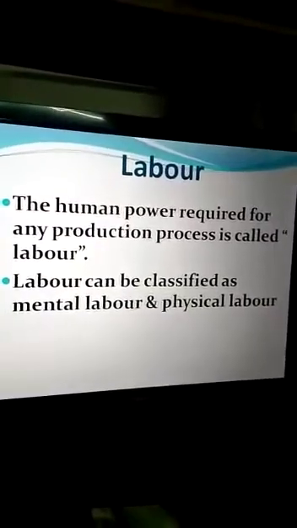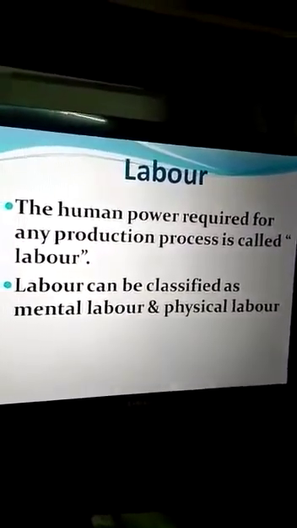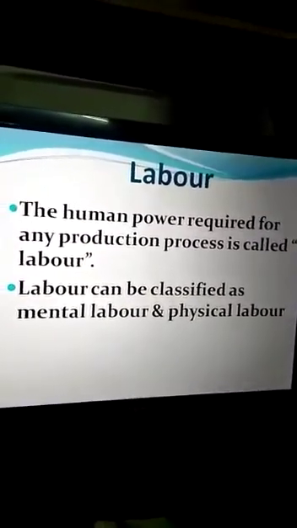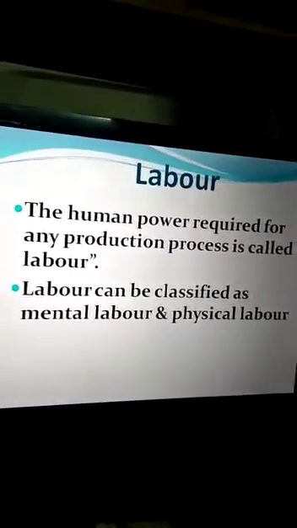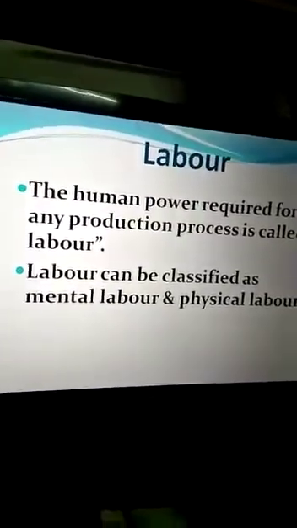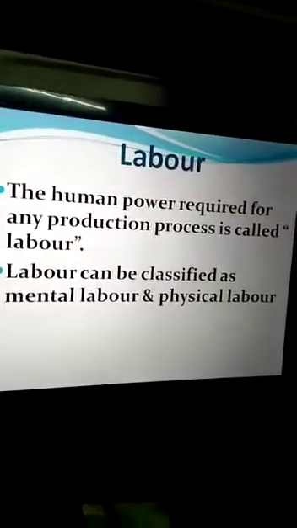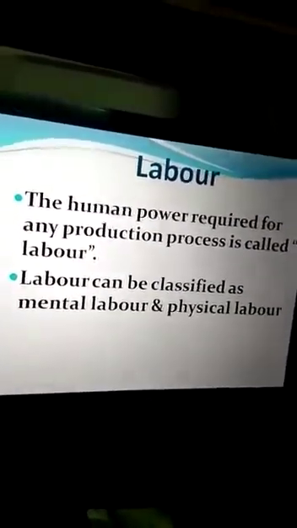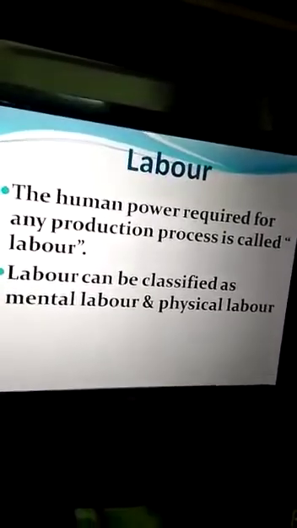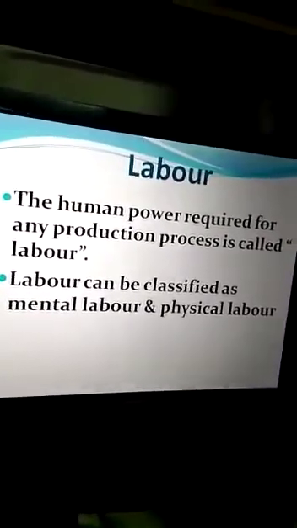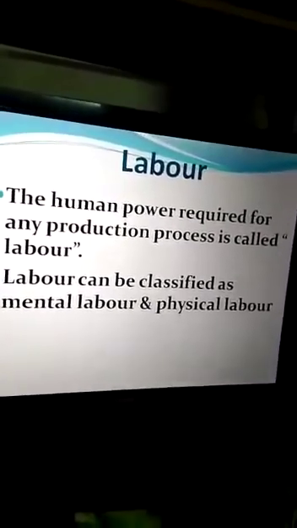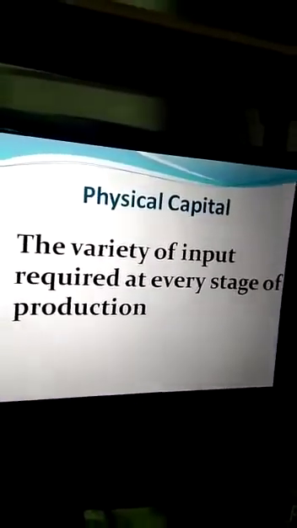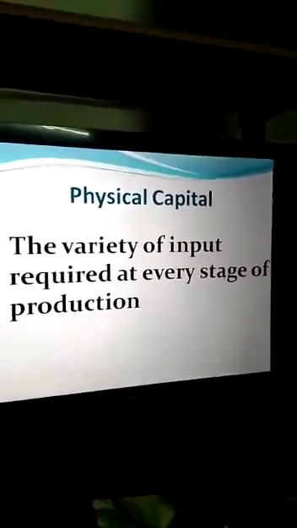Very important. Without human power, labor production is not possible. Labor can be classified as mental and physical. Some people are very highly educated and are not engaged in physical labor, but with their mental ability they are conducting the whole production process, and physical labor is also very important with that.